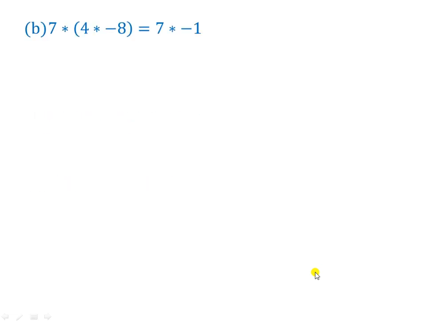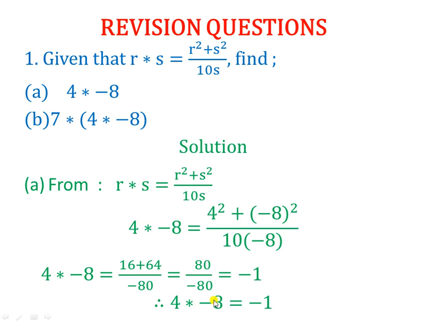part B of the question. Part B says 7 asterisk in brackets 4 asterisk negative 8. Very interesting. Now what do you do here? What you do here is you realize that in this part of the question, especially the bracket 4 asterisk negative 8, we already dealt with it in part A. In part A, we dealt with 4 asterisk negative 8 and we got negative 1. So now saying 7 asterisk 4 asterisk negative 8 is as good as saying 7 asterisk negative 1.